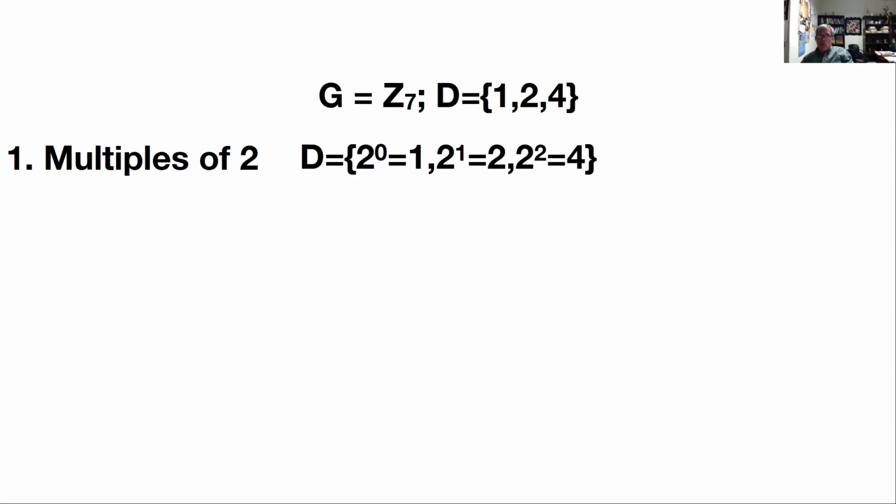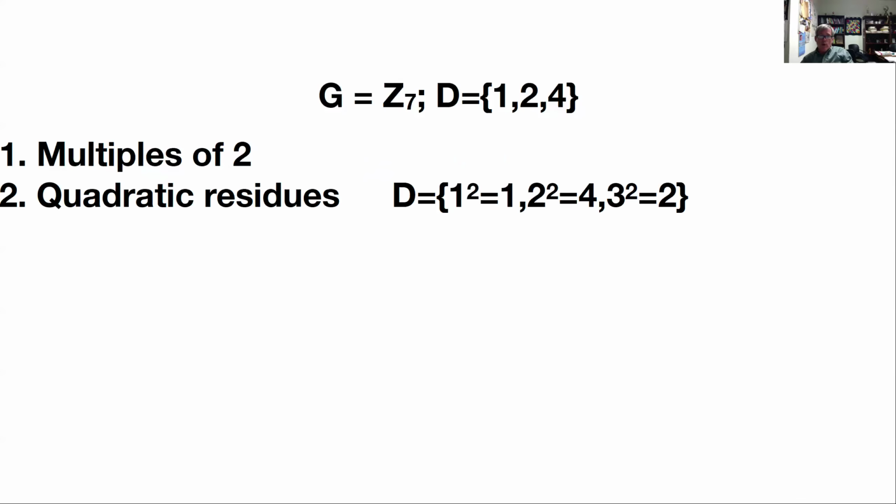But that's not the only way that you can see 1, 2, and 4. It's also the quadratic residues mod 7. 1 squared is 1, 2 squared is 4, 3 squared is 9, mod 7 is 2. And if you go through 4 squared, 5 squared, and 6 squared, you're just going to get 1, 2, and 4 again. This was an observation made by Paley in the 1930s.